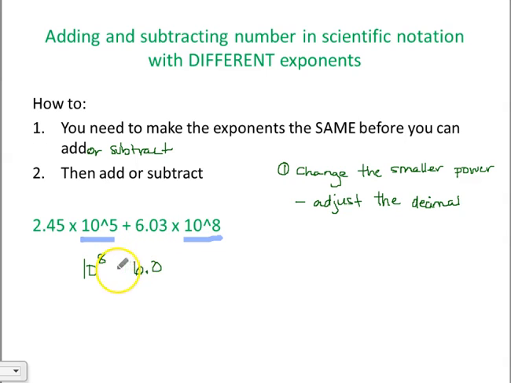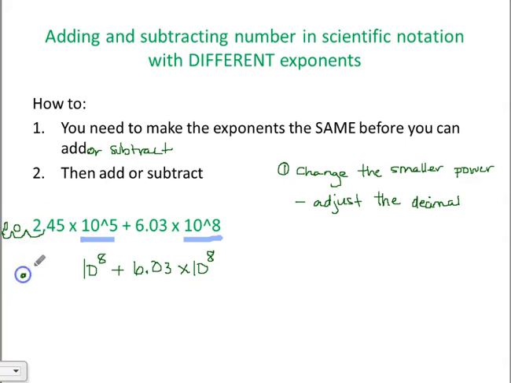Because our other number is 6.03 times 10 to the 8th. So we're going to change the 10 to the 5th power to the 10 to the 8th power. And now we need to adjust the decimal. Since we increased the power by 3 to get from 5 to 8, we need to move our decimal 3 places to the left.